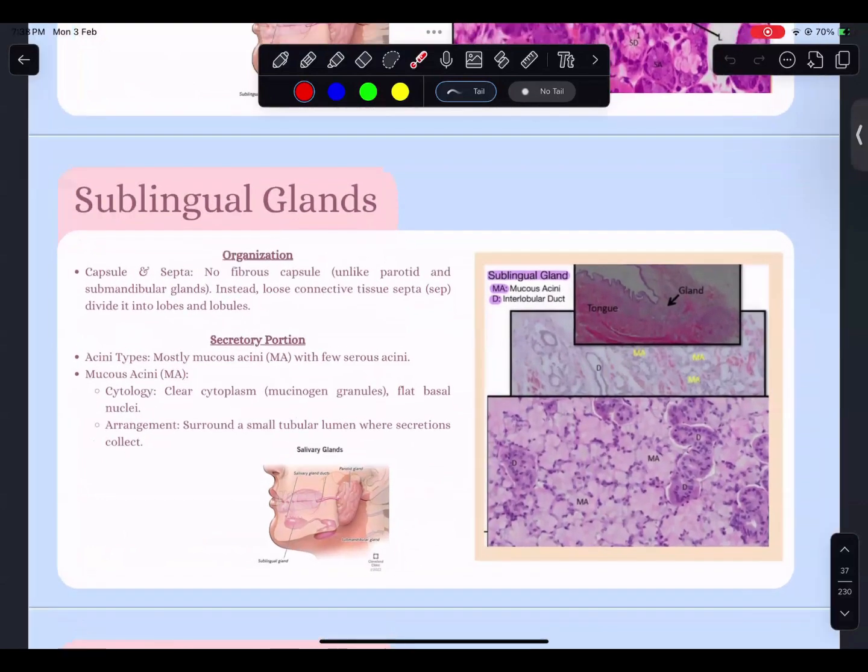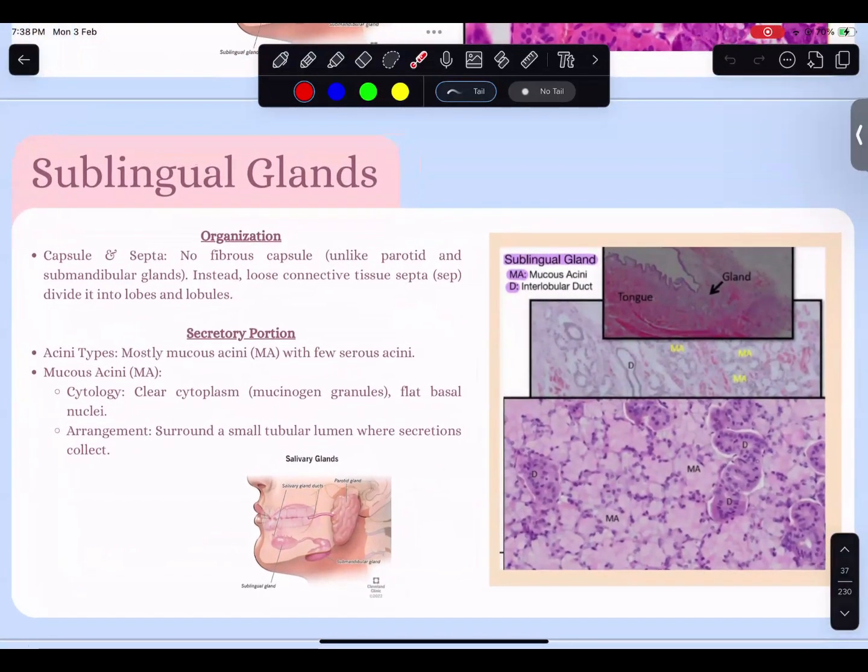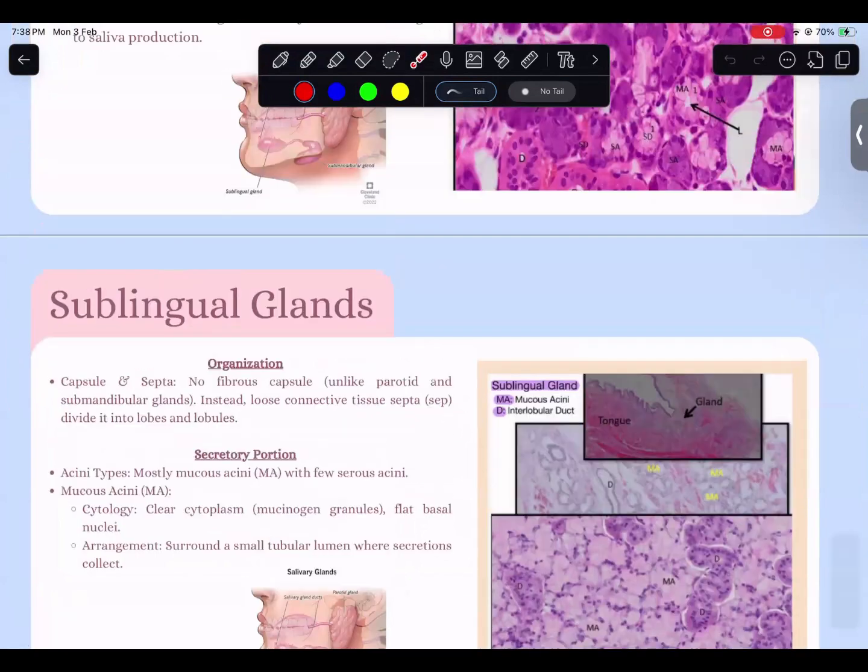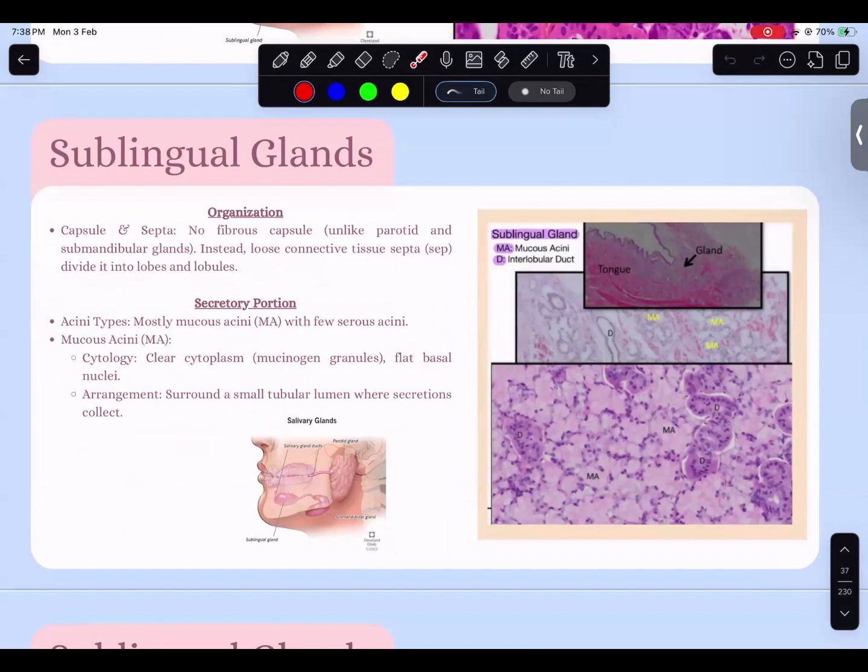Now, sublingual is our last gland for the tongue, or for the oral cavity in general. So sublingual is going to be more specific to mucus secretions. So submandibular is a mix, sublingual is going to be mucus, and parotid is going to be serous. As for the organization, sublingual does not have a fibrous capsule, whereas submandibular and parotid have a fibrous capsule. Instead of a fibrous capsule, it just has loose connective tissue around it, and that's what's going to divide the gland into different lobules as well.